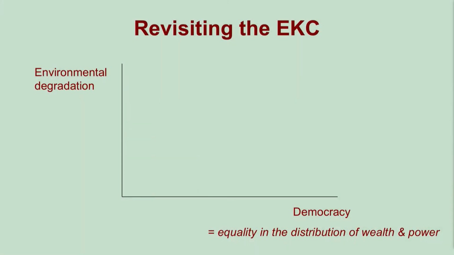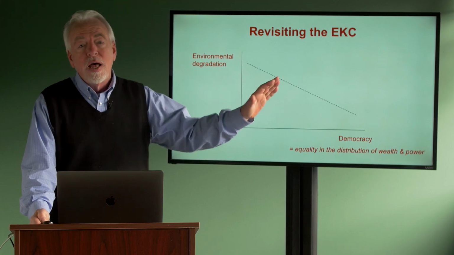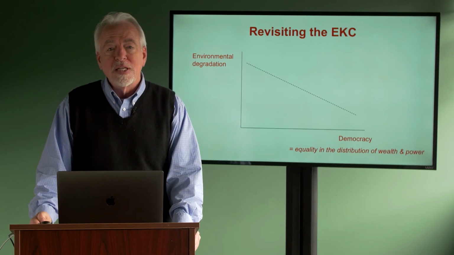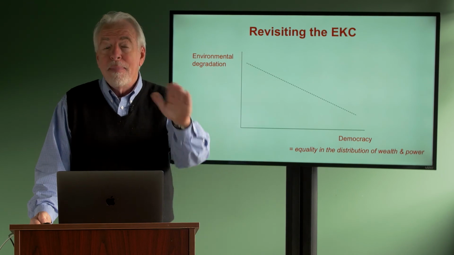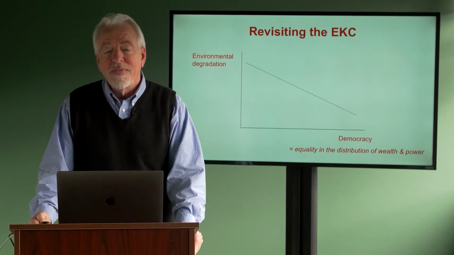And so another way of looking at what underlies that environmental Kuznets curve relationship may be that what we've got is a relationship between a more democratic distribution of wealth and power on the one hand, and the degree of environmental degradation on the other, and that relationship is an inverse relationship. Inverse meaning that as the distribution of wealth and power gets more equal, environmental degradation diminishes. And that may be what underlies a lot of that so-called environmental Kuznets curve.